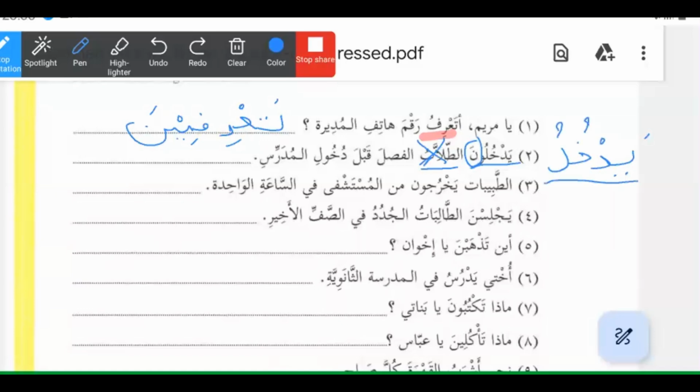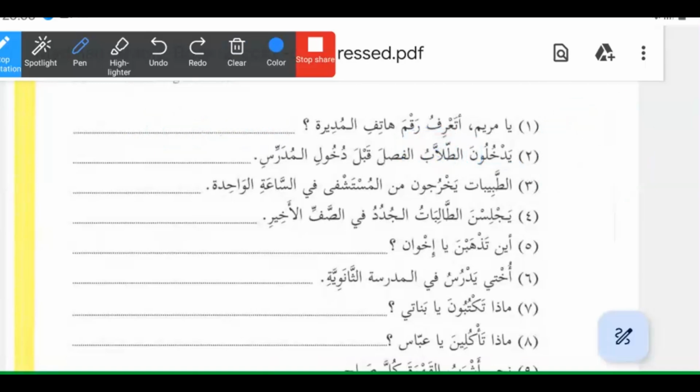at-tullabu. Now in yadkhulu, the doer of action is not mentioned because we are bringing the fi'l which is for a mufrad, ghaib, and the doer of action is the tullab. So yadkhulu at-tullabul fasla qabla dukhul al-mudarris.